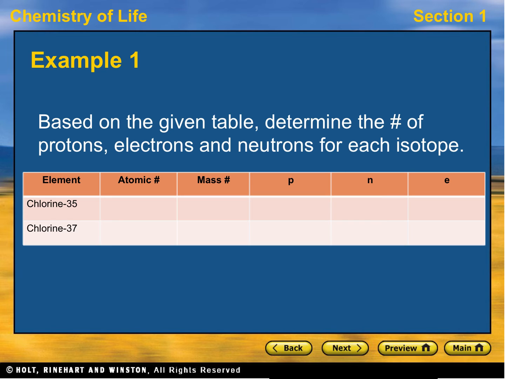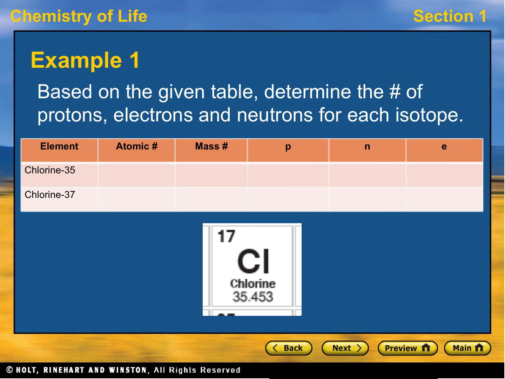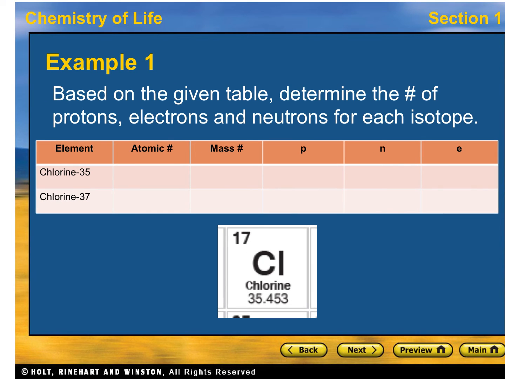If we look at example 1, it says, based on the given table, we want to determine the number of protons, electrons, and neutrons for each isotope. Now, in Teams, under Files, there is a periodic table for you. That will help you when you're doing your homework like this over the next couple of days. Off that periodic table that I have posted in Teams, I've zoomed in on the element chlorine. Again, this is another notation for isotopes. Chlorine-35, the 35 is my mass number. So you will have homework that looks similar to this.